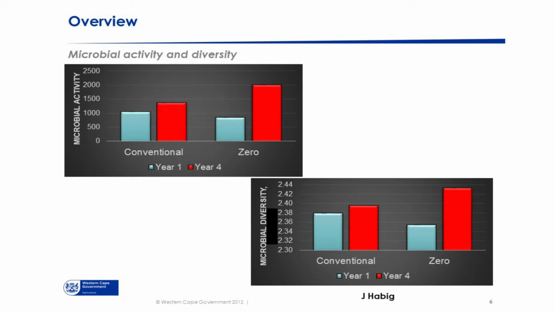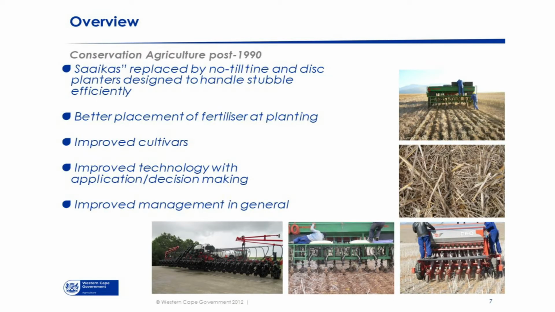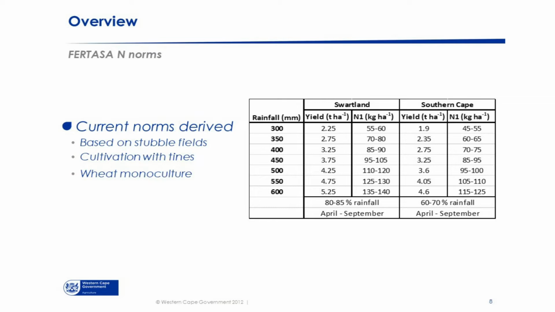So if the microbes become active and they become diverse, that is really what we are looking at, and that will also influence the nitrogen relations within the soil. So, and with this, better crop production practices, better planters, improved cultivars, better soil fertilizer formulations, we have to look at our tillage, at our soil nitrogen application to our wheat crops.